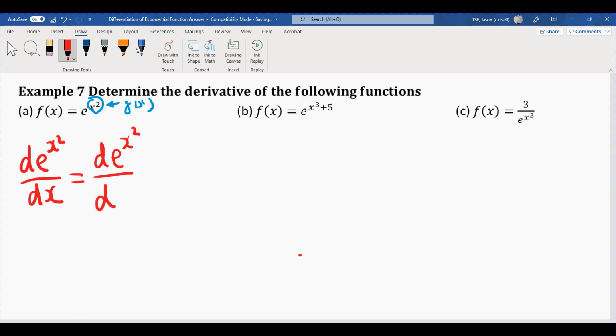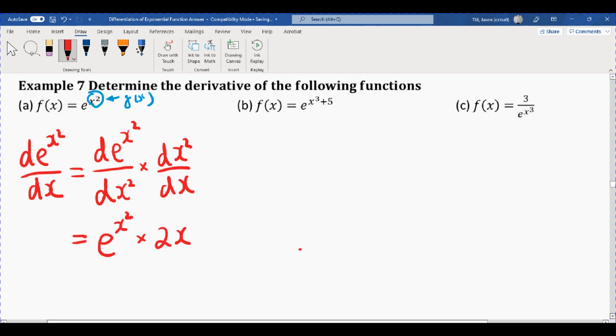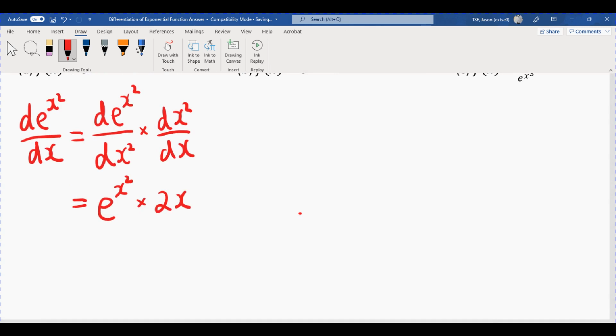This slower version is where you write out the chain rule. You change that dx into d(x squared) to make sure they match. Then you multiply d(x squared) over dx. So that's the chain rule, if you are alright with that. Then you will have e to the x squared times 2x, and that's it. So that's possibly the slow version of it.